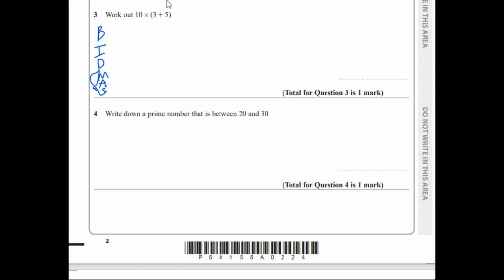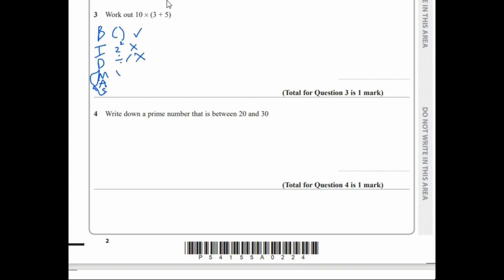So this stands for brackets, like this. Indices, so that could be something like 2 squared. We haven't got anything like that here. Brackets, we have got some brackets around this 3 and 5, so that gets a tick. Division, that's a division symbol like that, or perhaps like that. We haven't got anything like that, so that gets a cross.